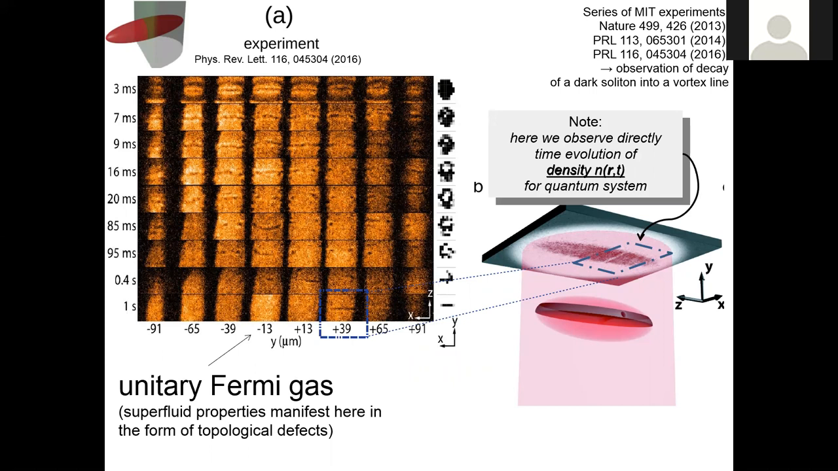Now let me show you what we can achieve with this approach. One of the important tests for this approach is to describe the experiment which was reported in a series of papers. In this experiment, the cloud of fermionic atoms was split into two. Then the phase of one part of the cloud was changed, and then these two clouds were merged again. Due to this phase difference, it was observed that a dark soliton was created, and then this dark soliton subsequently decayed, and there was a sequence of decay you can see here.